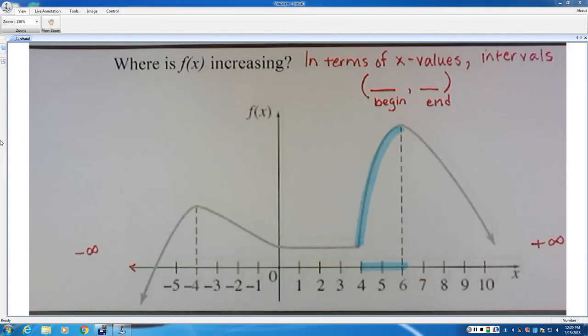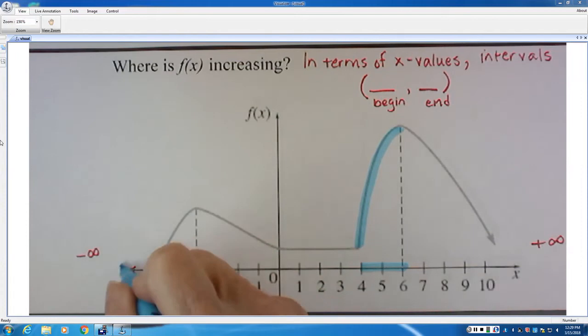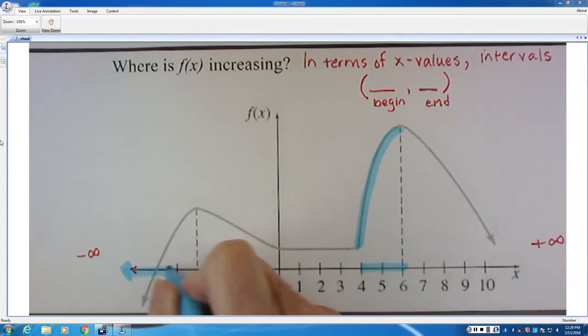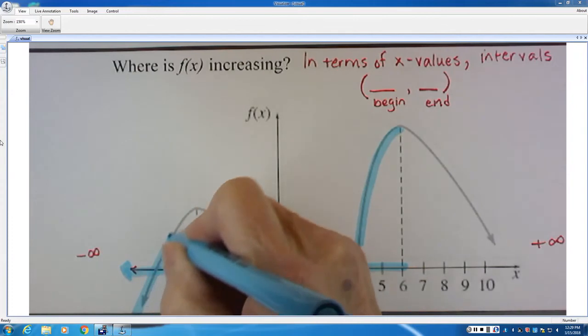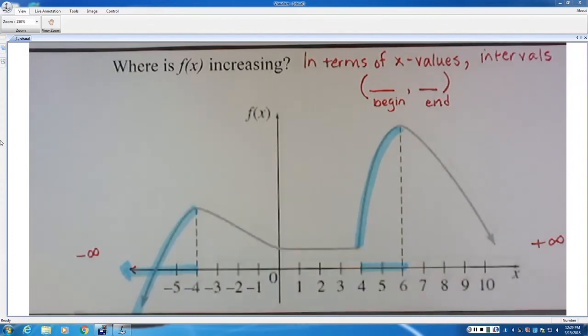Okay? Is it increasing anyplace else? Yeah. From negative infinity to negative 4. Okay. Because if I go from negative infinity up to negative 4, it's also going up.